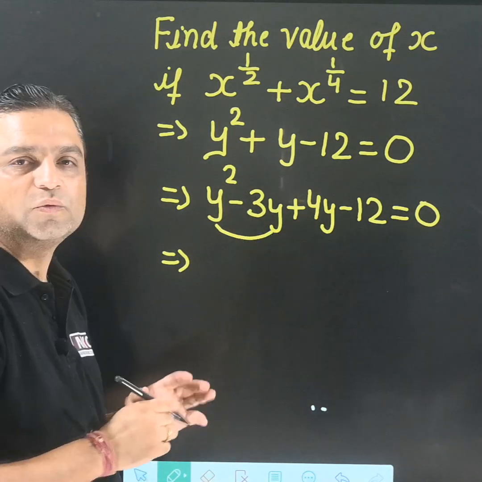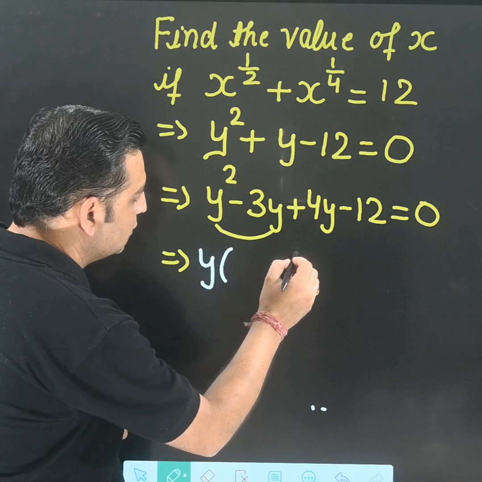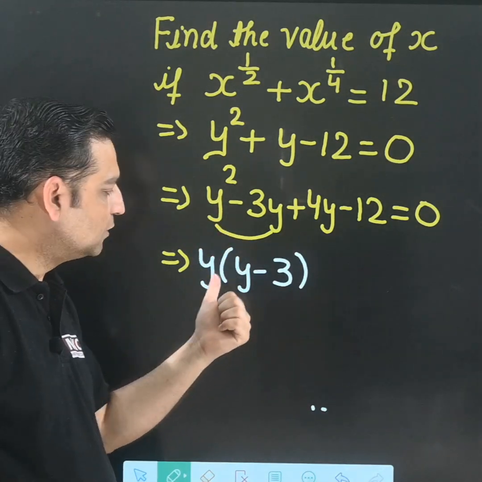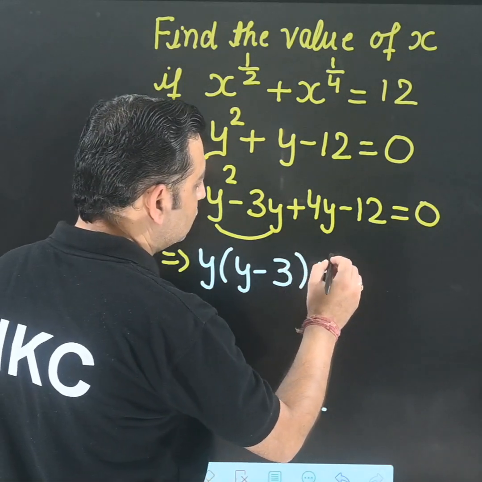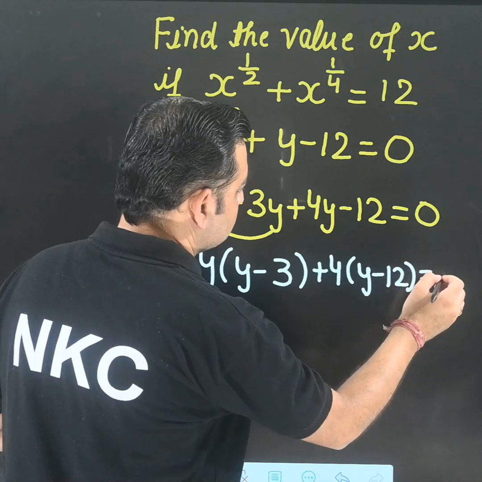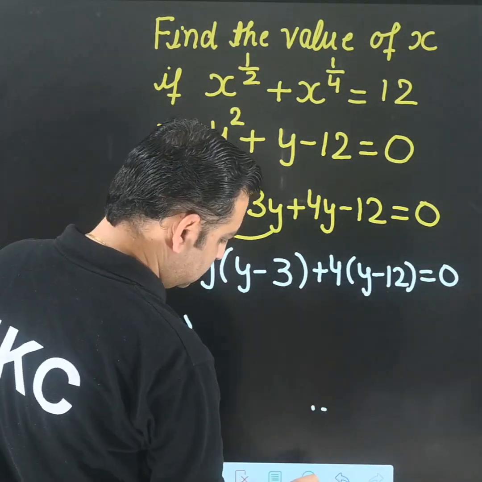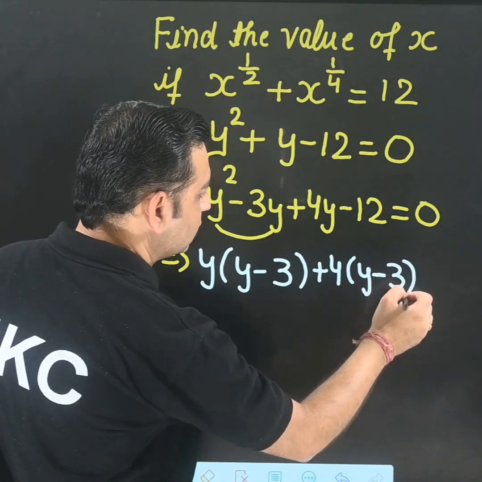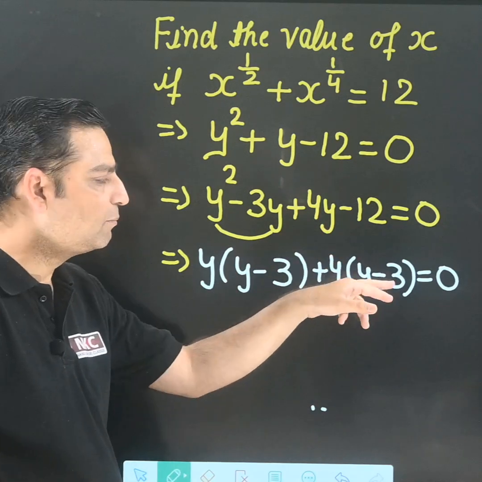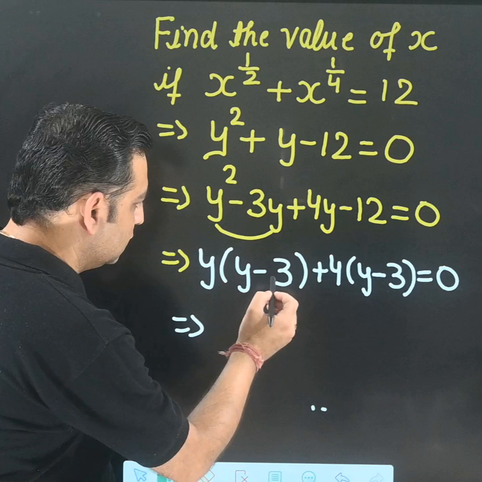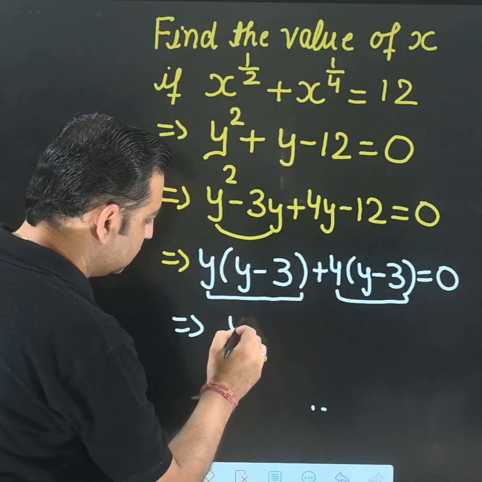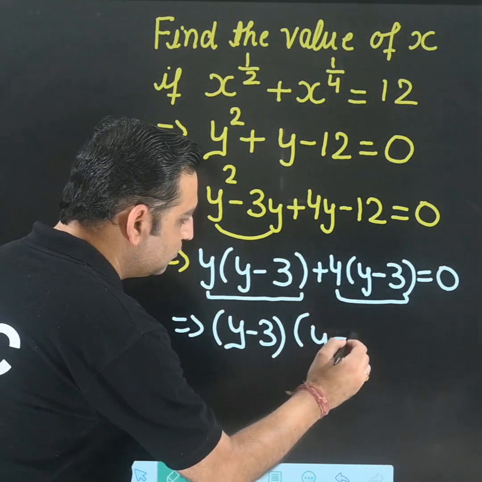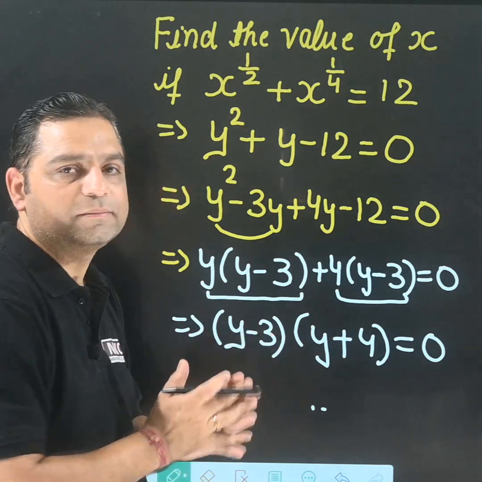Now from the first two terms, take out y common. We will get y minus 3. You can check the multiplication. y multiply y is y square. y multiply minus 3 is minus 3y. And take 4 common from the last two terms. There is a mistake here. Let me correct it. This should be y minus 3. 4 multiply y is 4y. 4 multiply minus 3 is minus 12. Now y minus 3 is coming in the first term, y minus 3 is coming in the second term also. So taking y minus 3 common out of it, we are left with one y here plus 4 here. So ultimately this is what I am getting.